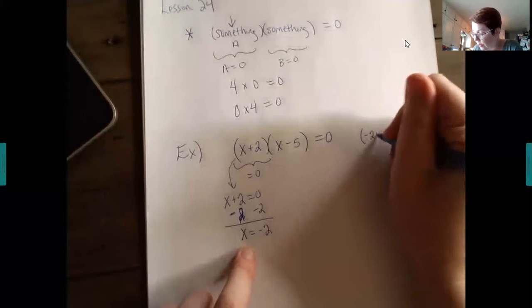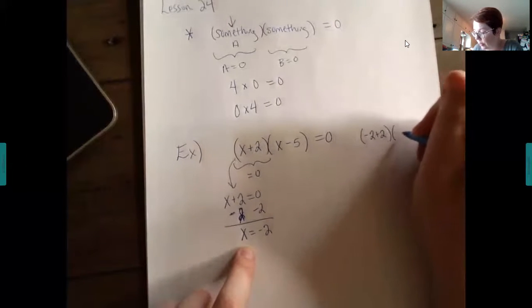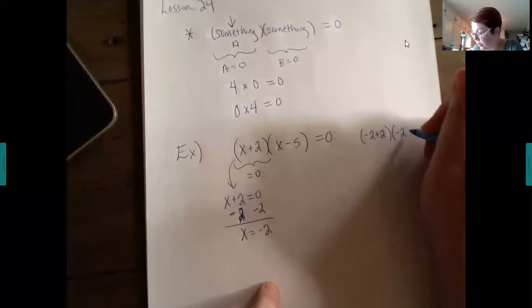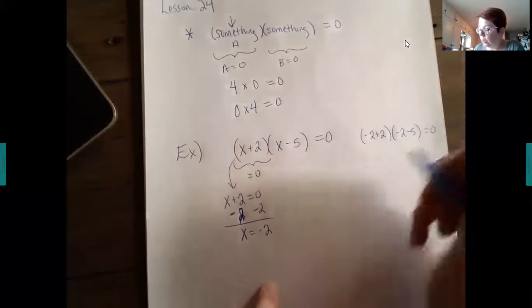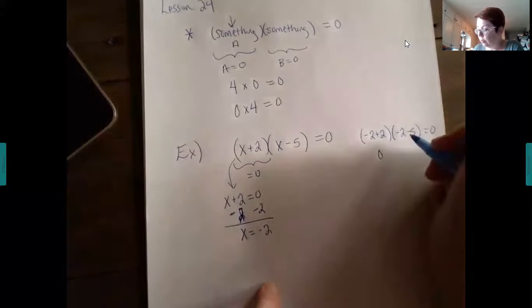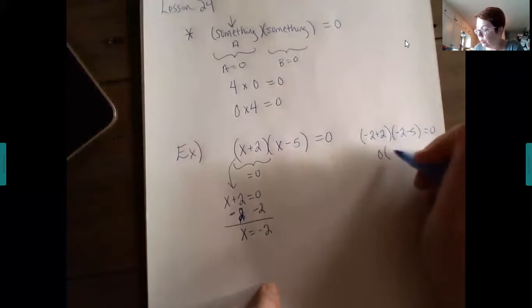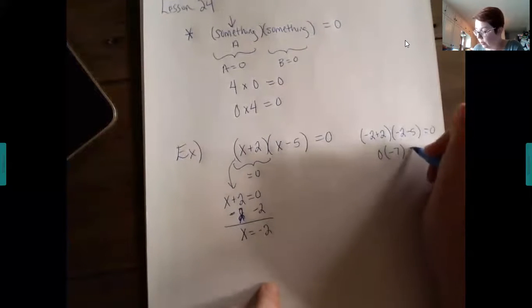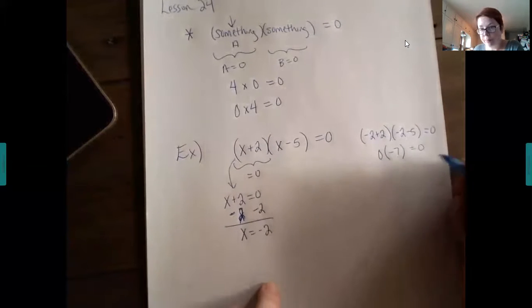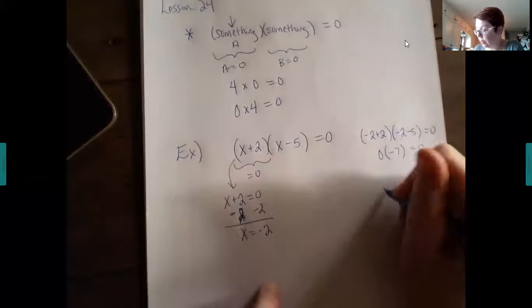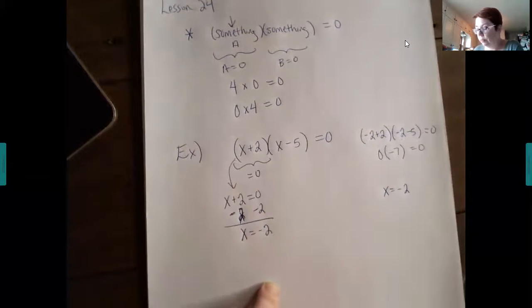If I put negative 2 in here, and since I have an x there, I'm going to replace that with that negative 2. What's negative 2 plus 2? Well, you know that's 0. We do that, that's negative 7. But 0 times anything will still get us 0, right? So we know one of our answers is going to be negative 2.